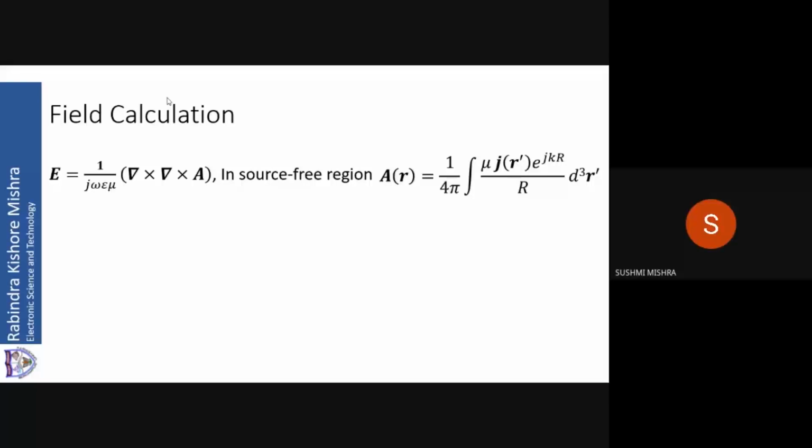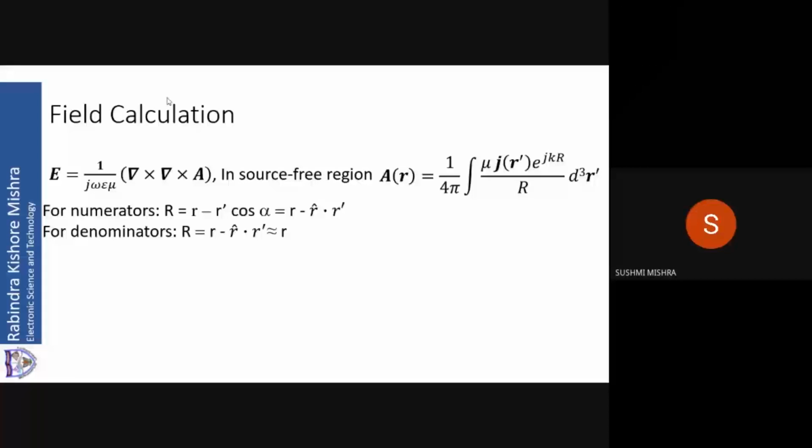Now, when we are calculating A(r), we see that there is a capital R in the numerator and in the denominator of the integrand. We have already seen what we will do with this capital R. For the numerator, capital R will be r minus r cap dot r'. For the denominator, capital R will be approximately equal to little r. We have seen the justification for this, already discussed, so I am not going into it.